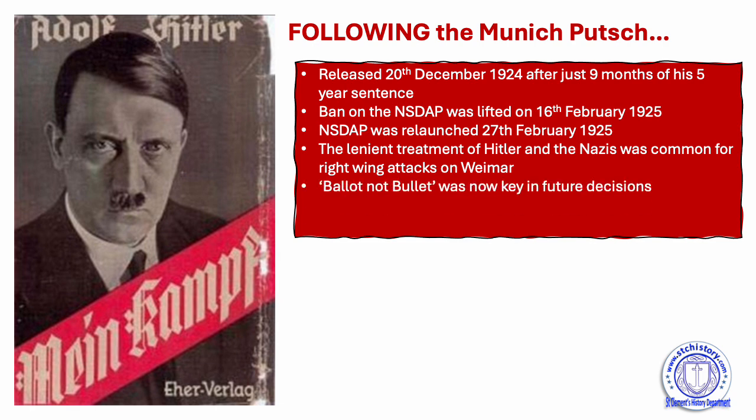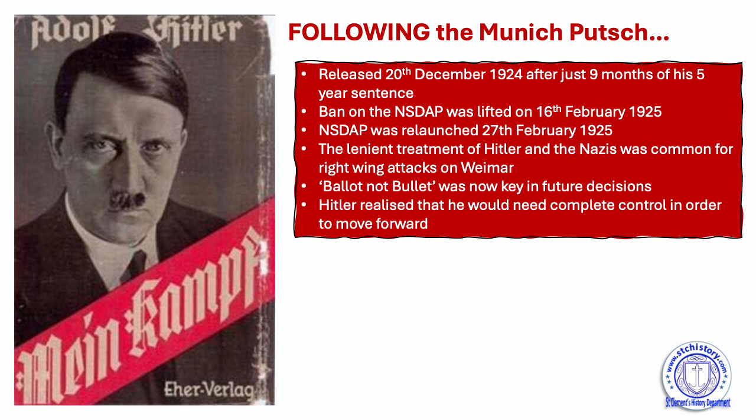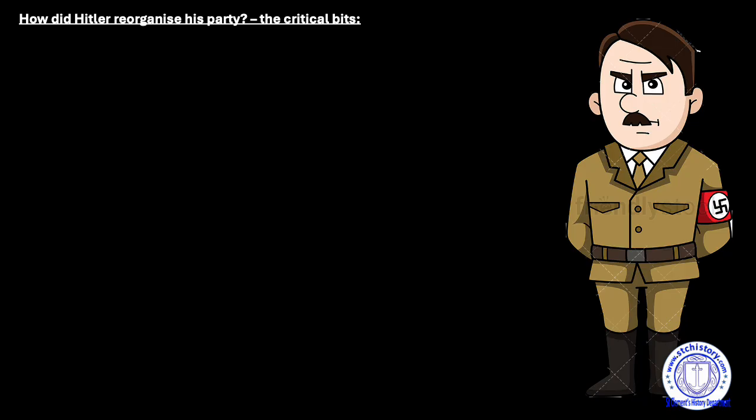All right, ballot not bullet, as we now know, is a policy the Nazis are going to adopt. And Hitler is going to have to make sure that he is the one in charge of this party. There's too many people, too many leaders, too many important people, and as a result it makes it a little bit harder for Hitler to control it and take it in the direction that he wants. So all this is following the Munich Putsch, and the reason why I've taken a bit longer on this is just to re-emphasise that point. If you do insist on doing a Munich Putsch paragraph, remember it's not the Munich Putsch, it's what they do afterwards.